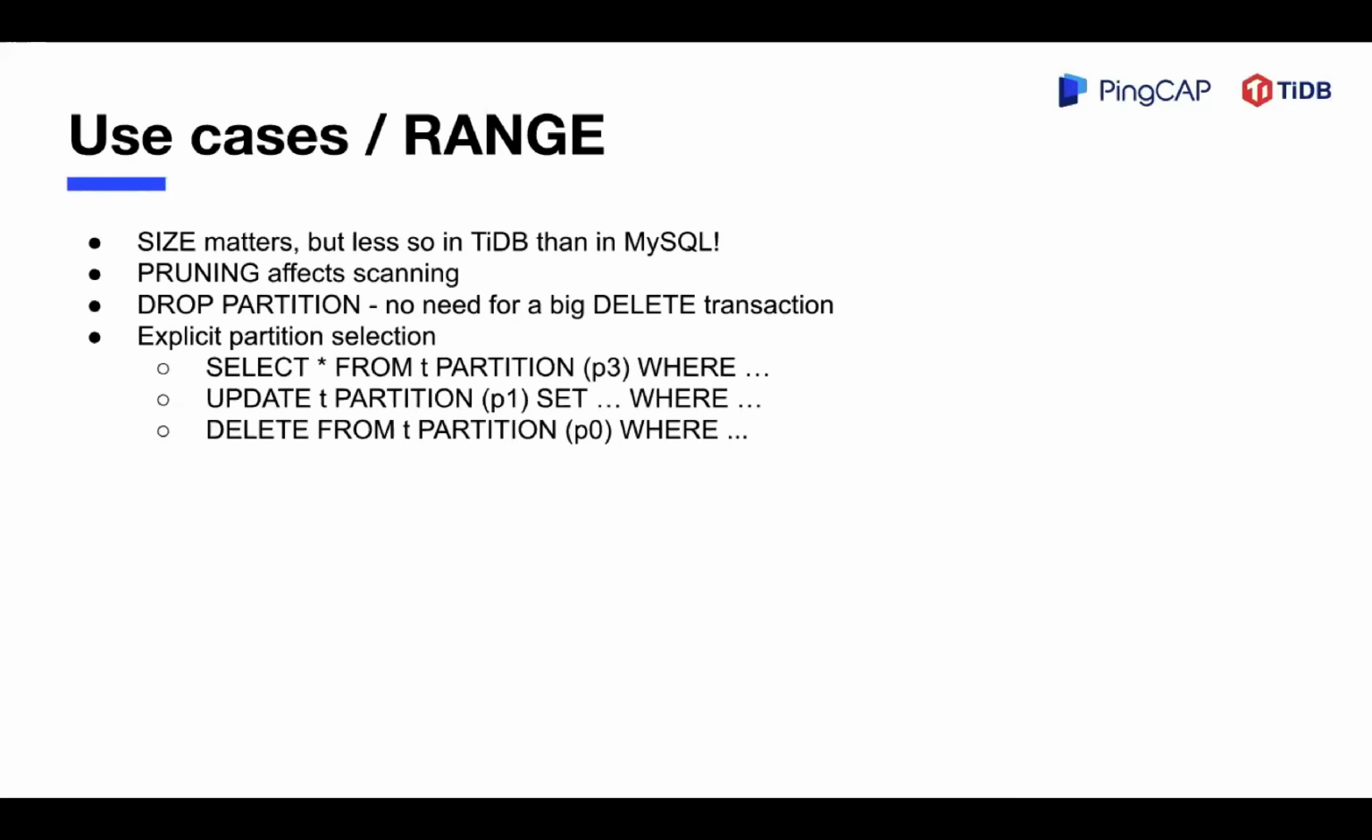You can also use explicit partition selection. If you know the name of the partition, you can just say that you want to use only this partition or this set of partitions, which is also good as a safety net. If you're doing updates or deletes, you know that even if you're missing some condition, it will still be limited to this partition.